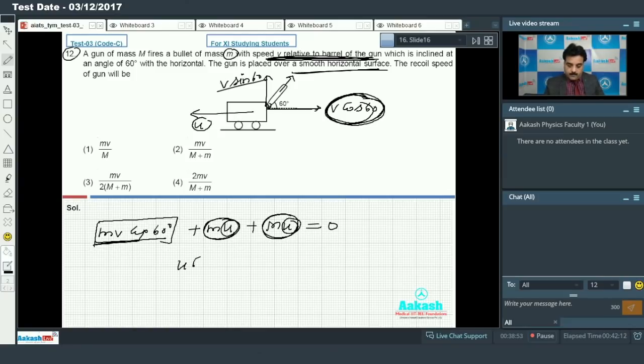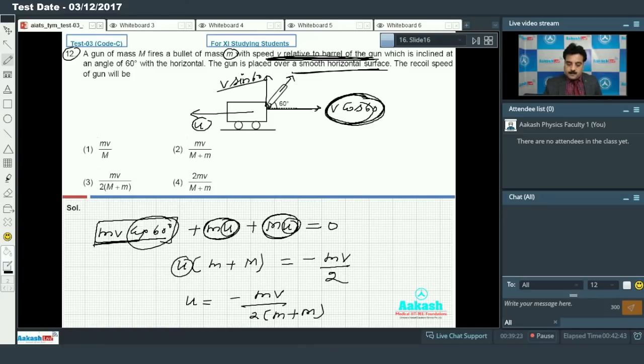If I take small u as a common, we'll get (small m plus capital M). Capital M is the mass of the gun, small m is the mass of the bullet, and that is equal to minus mv. The value of cos 60 is 1 by 2. So when I go for u, because u is the recoil speed of the gun, u is given by minus mv upon 2 times (small m plus capital M). So on behalf of that, we can say my option number 3 is correct.